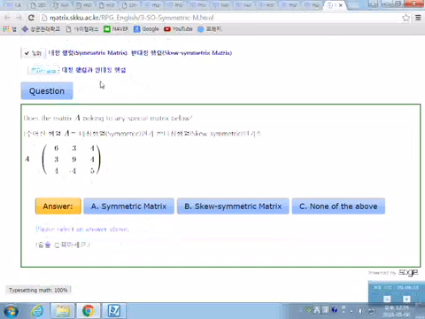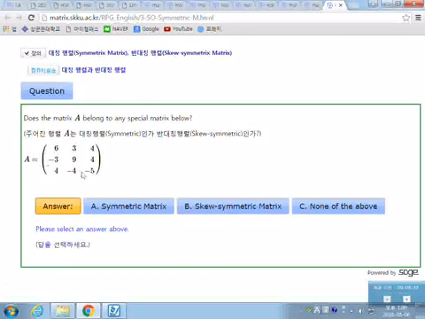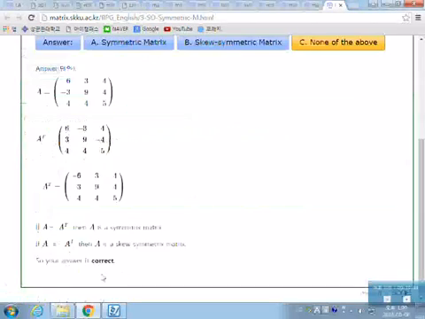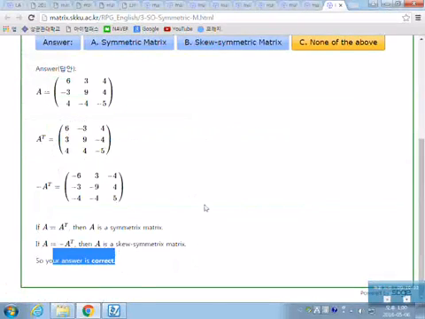If we refresh again, then we can see this means A transpose equals minus A. So it should be no. It's not symmetric, because this one is not equal, and also not this one, because here it's 4 and here also 4, which should be minus 4 but is 4. So none of the above. So our answer is incorrect.